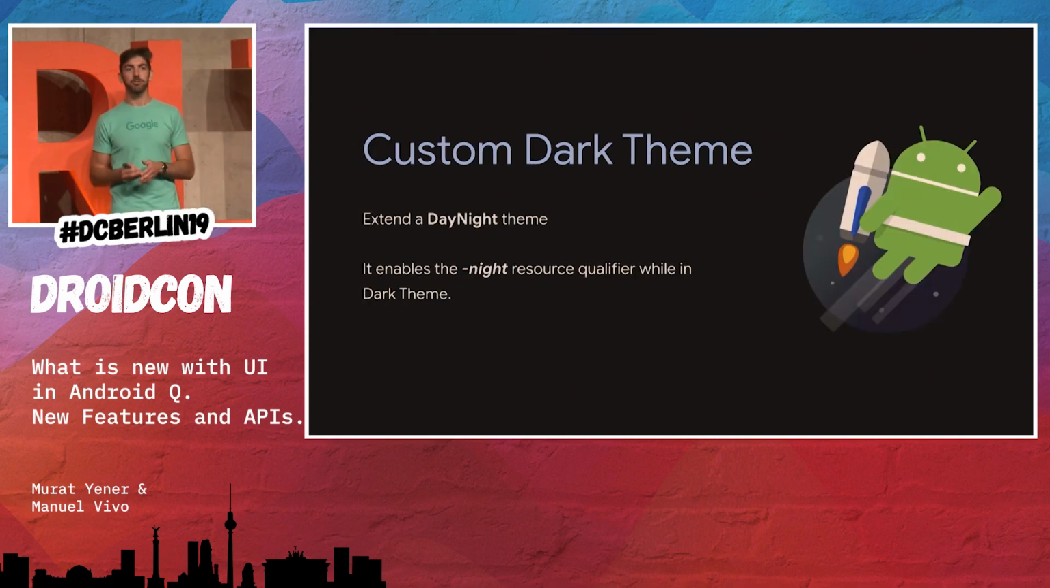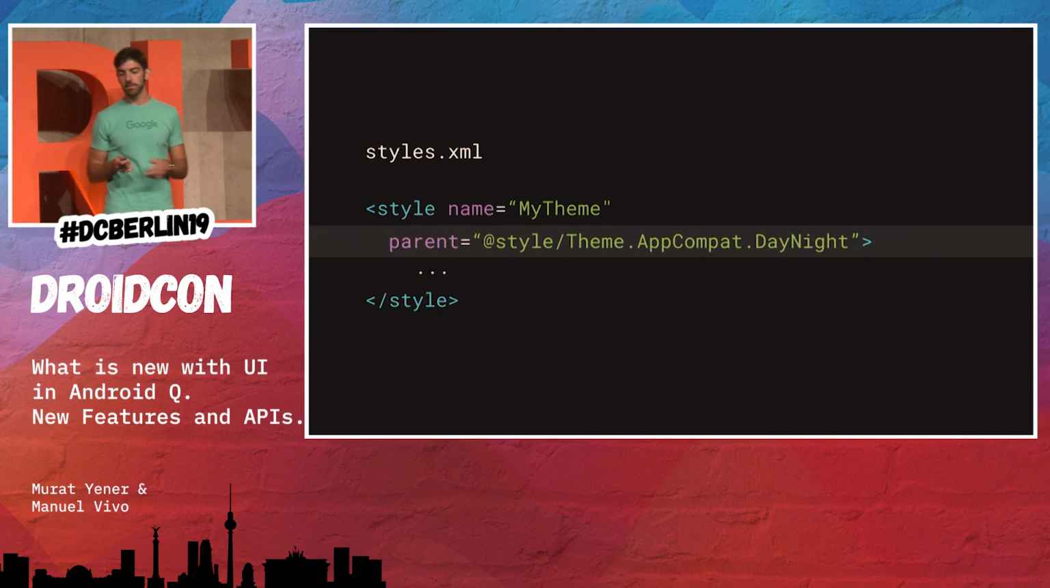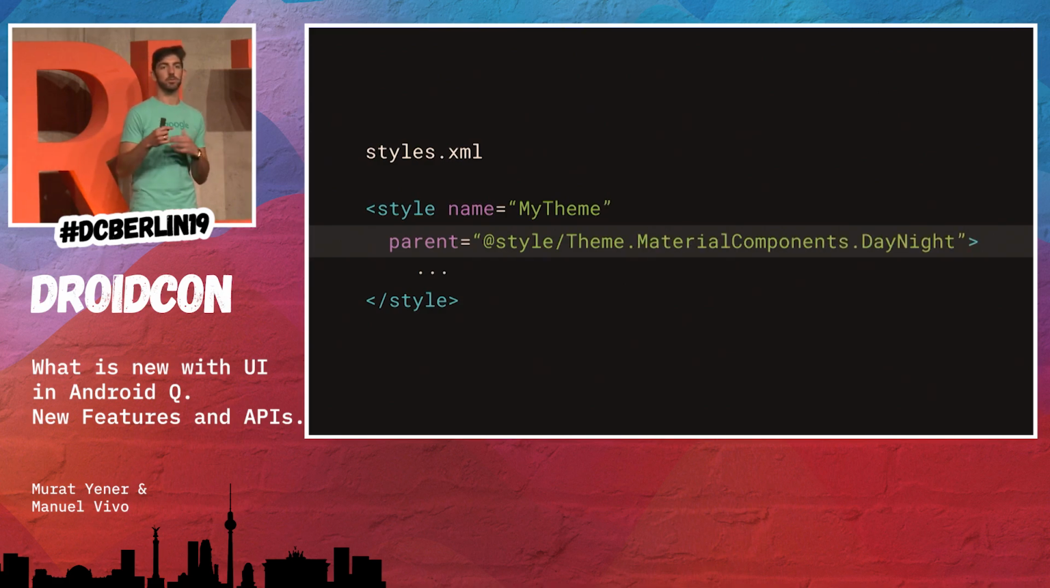Okay, how can you create your custom theme? So first, you have to extend DayNight theme, and that will enable the -night resource qualifier while dark theme is on. So first thing, if you're using the AppCompat library, extend or use one of the DayNight variants of that. Or if instead you are using Material Components, use one of those variants.